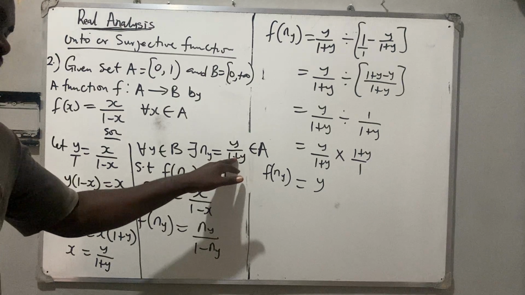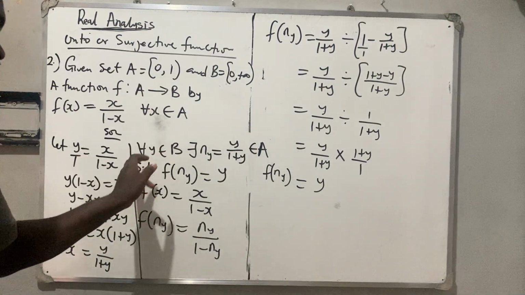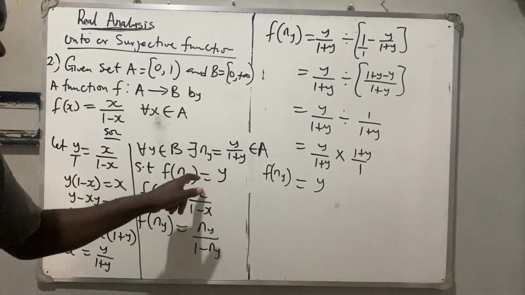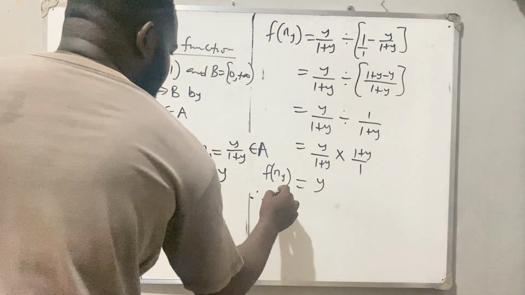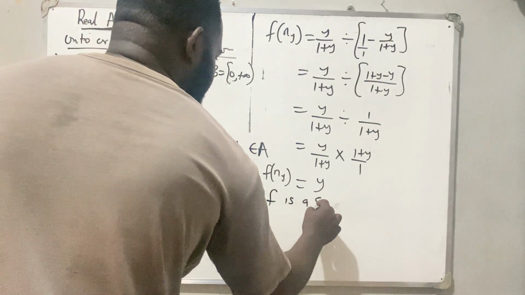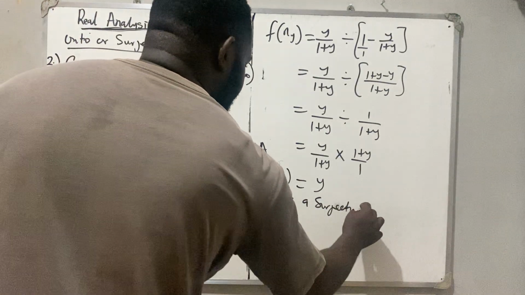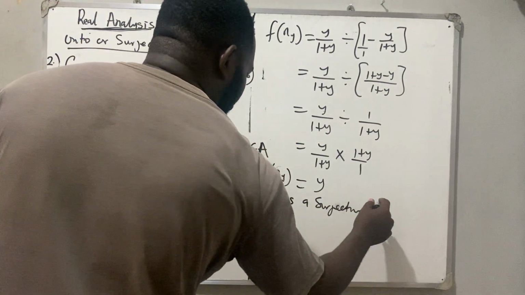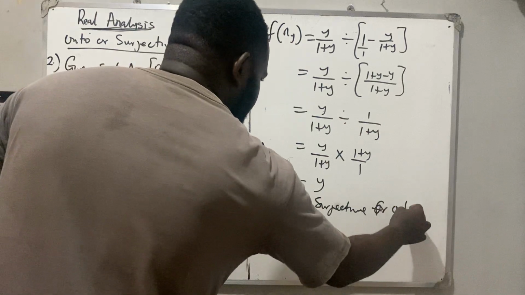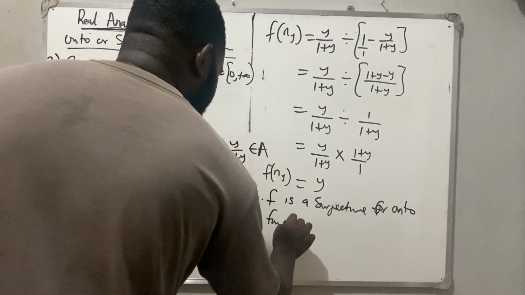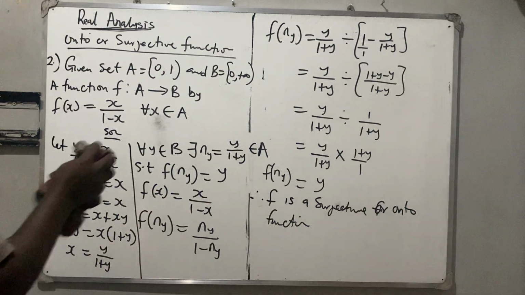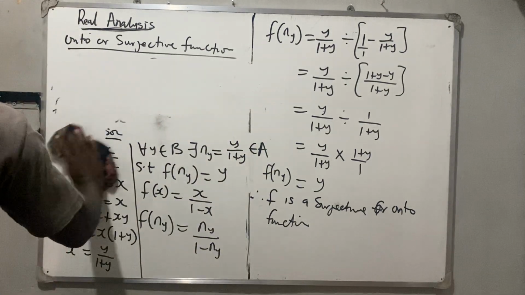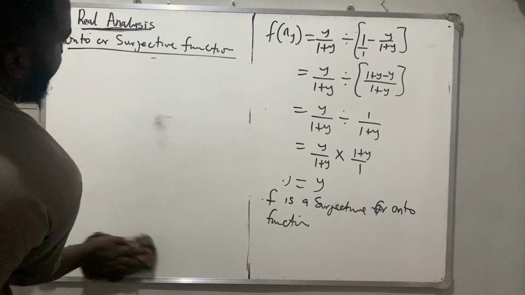which we got as this, which is an element of here, such that f of that n(y) must give you y. So you see that this gave us this. So we now conclude that what? Therefore, f is a surjective function, or an onto function. An onto function. Okay? So I'm going to give the last example to this particular concept, and then I'm going to end there because I don't want my videos to be too long.